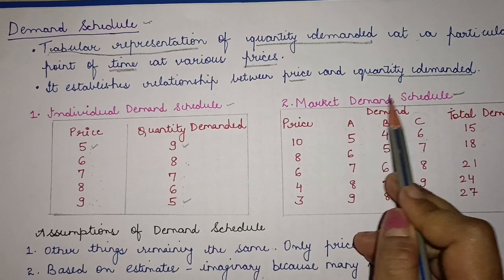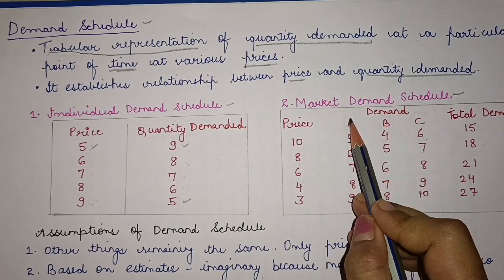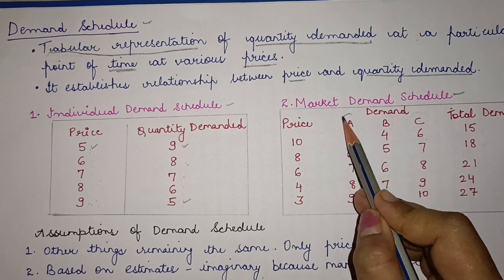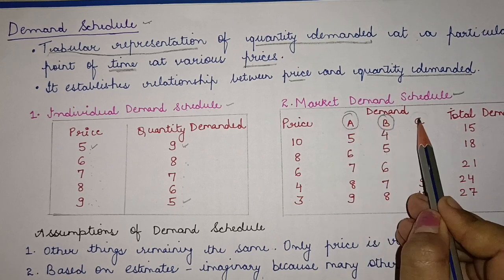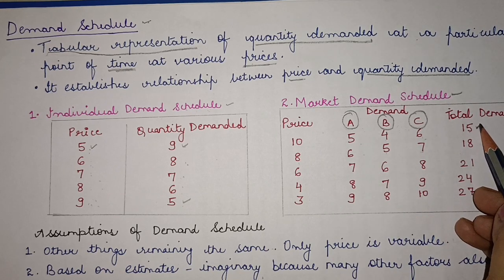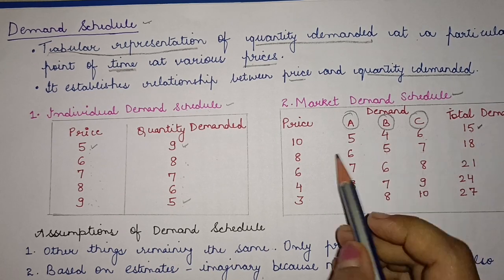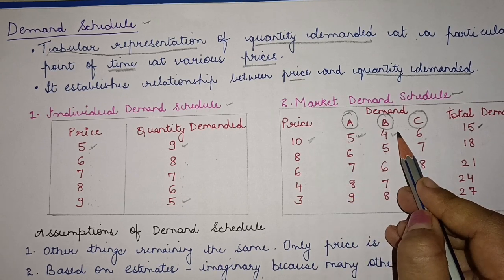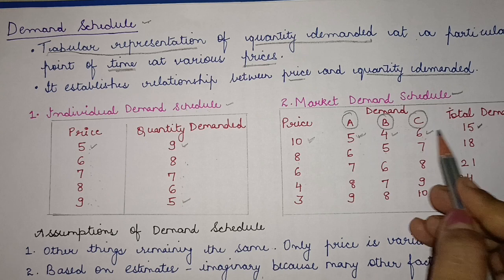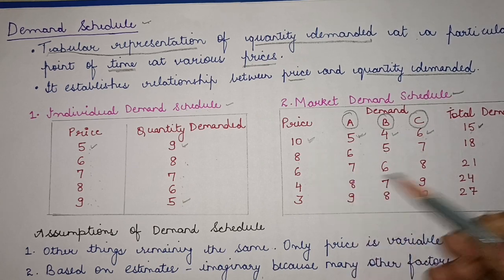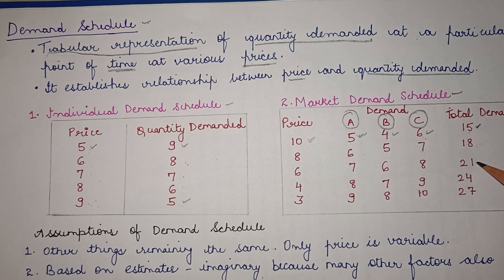The second is the market demand schedule. What is it? It is just a sum of individual demand schedules. For example, in a market, there are three customers: customer A, B, and customer C. Market demand is the total of demand of all the consumers in the market. For example, at price 10, A buys 5 units, B buys 4 units, and C buys 6 units. The total is 15. When the price is reducing, then the total demand in the market is increasing.